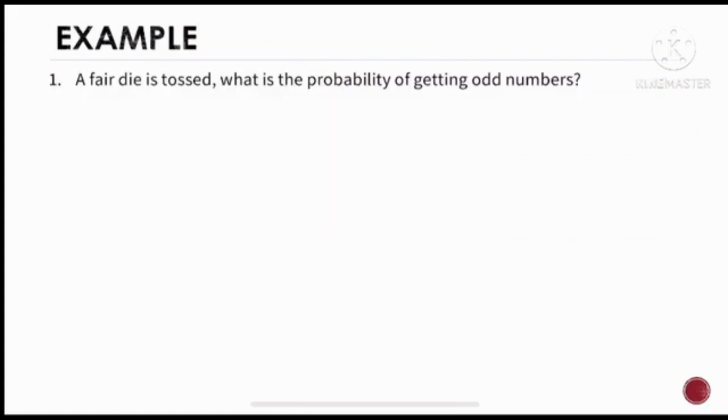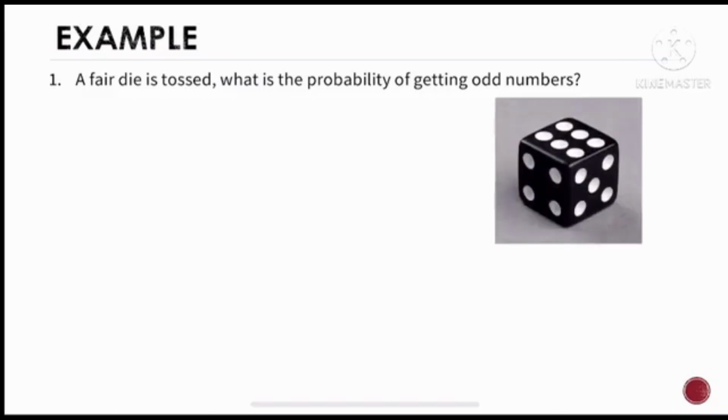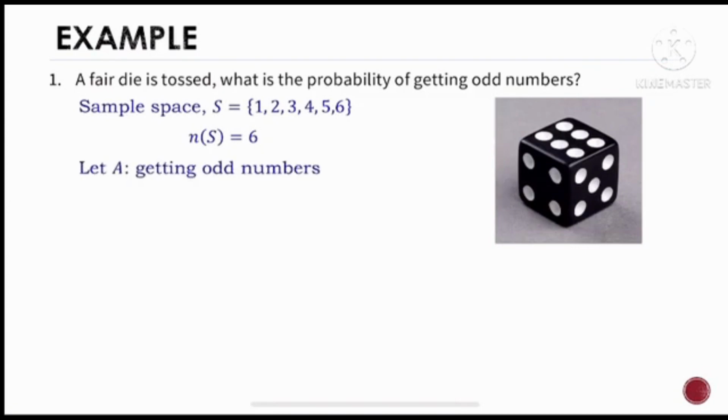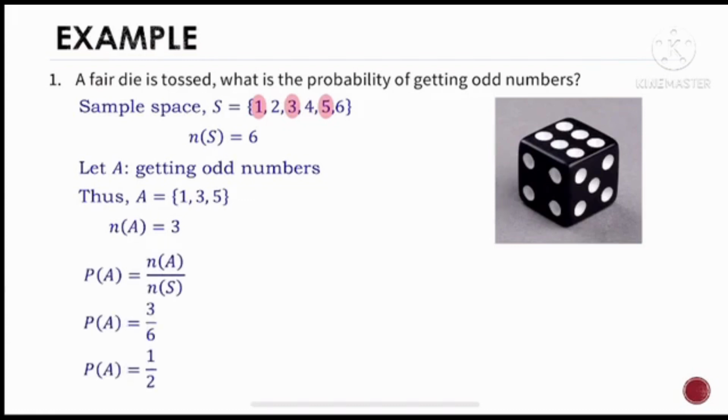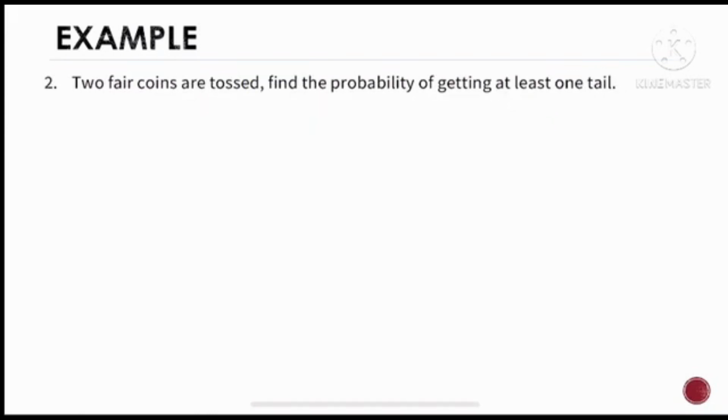Example 1 is a fair die is tossed. What is the probability of getting odd numbers? When a fair die is tossed, the sample space is from number 1 to 6. So the number of outcomes for sample space is 6. Let A be the event of getting odd numbers. From the sample space, the odd numbers are 1, 3, and 5. Thus, the event A is 1, 3, 5. So the number of possible outcomes for event A is 3. Now we can find the probability of getting odd numbers from tossing a die, and it equals n(A) over n(S). Substitute and simplify.